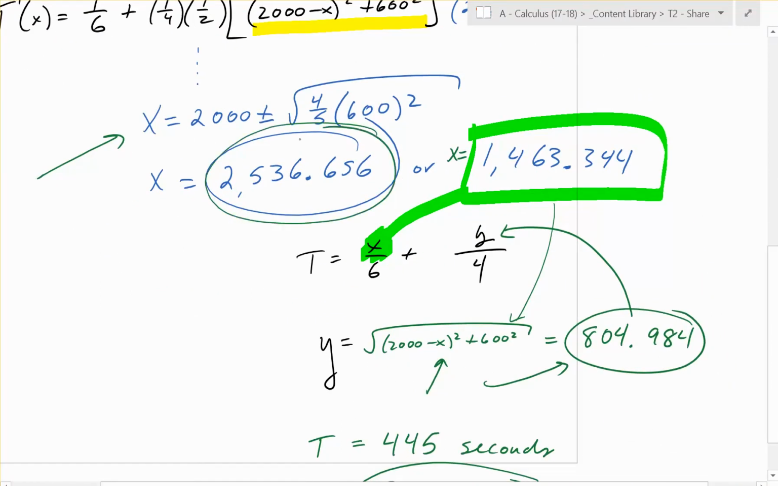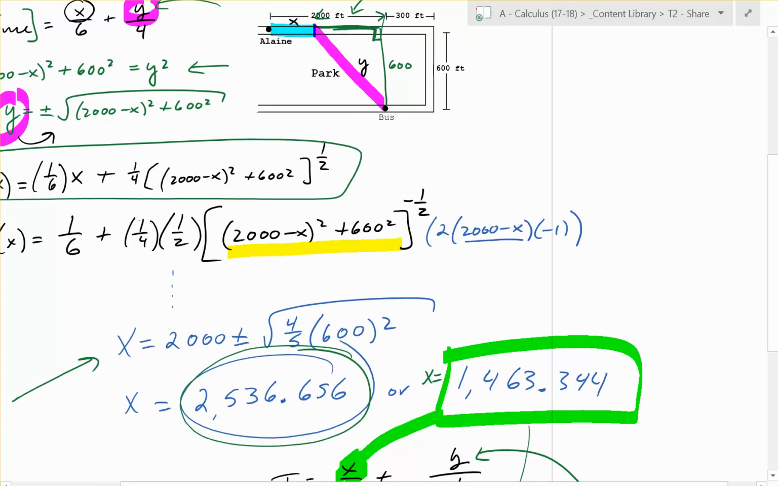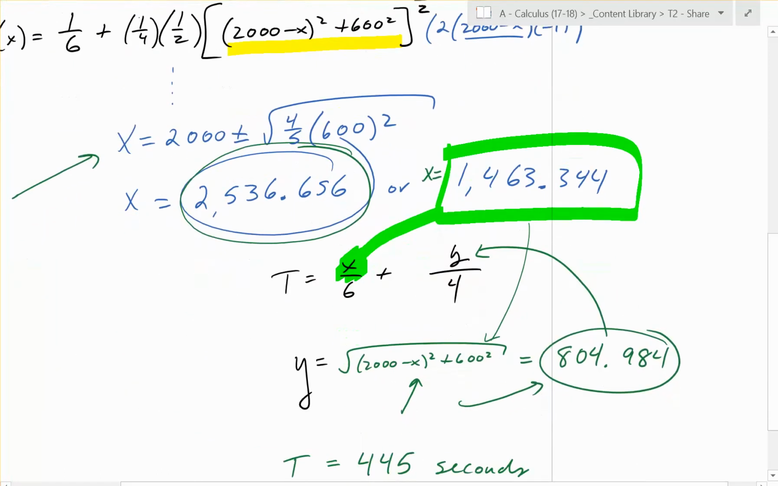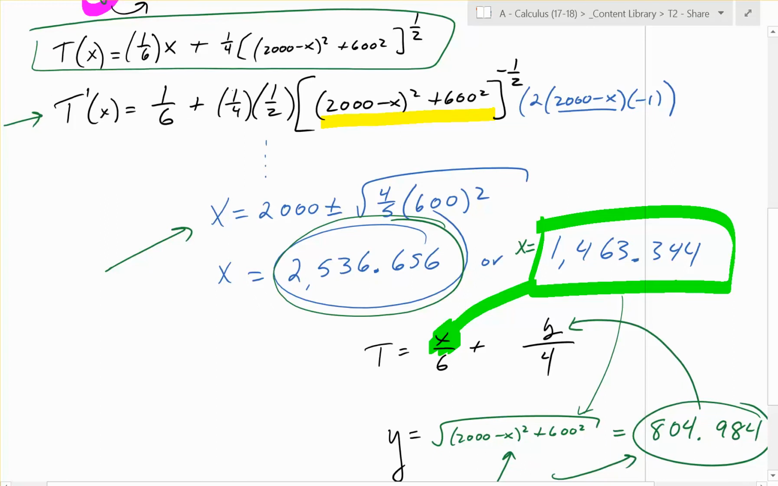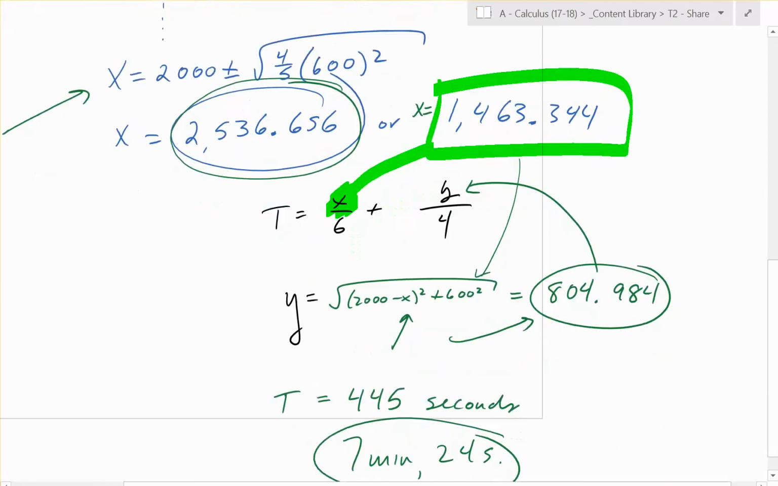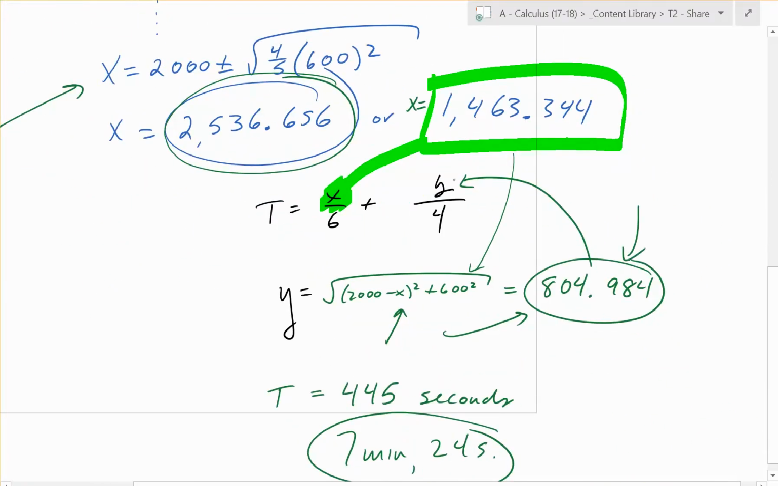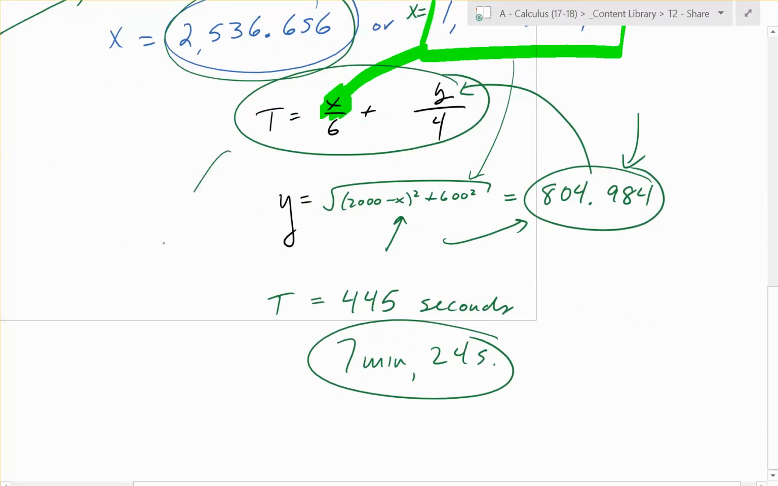One of these is too big because she would have gone too far past there and come back, so we want to use the smaller of the two, which is 1,463, and that's going to be our x value. So once we have our x value, we use that to find our y value and plug it into our time equation, and then we end up with 7 minutes and 24 seconds. So she is going to miss her bus.